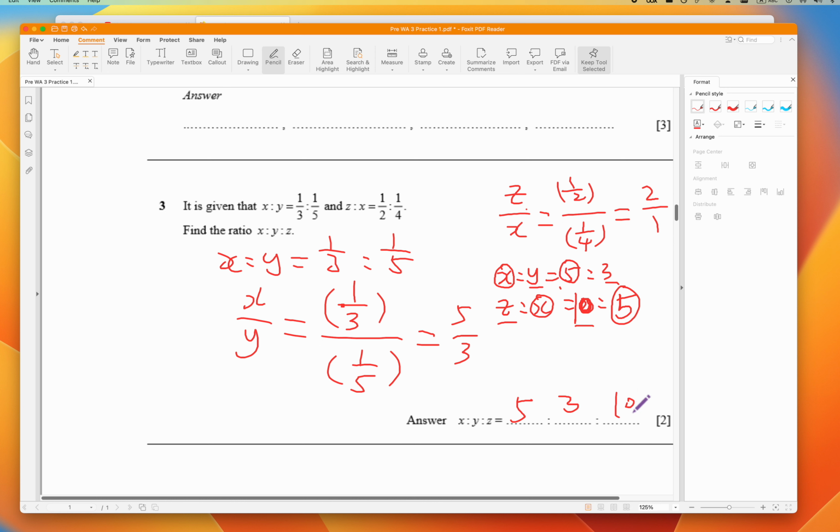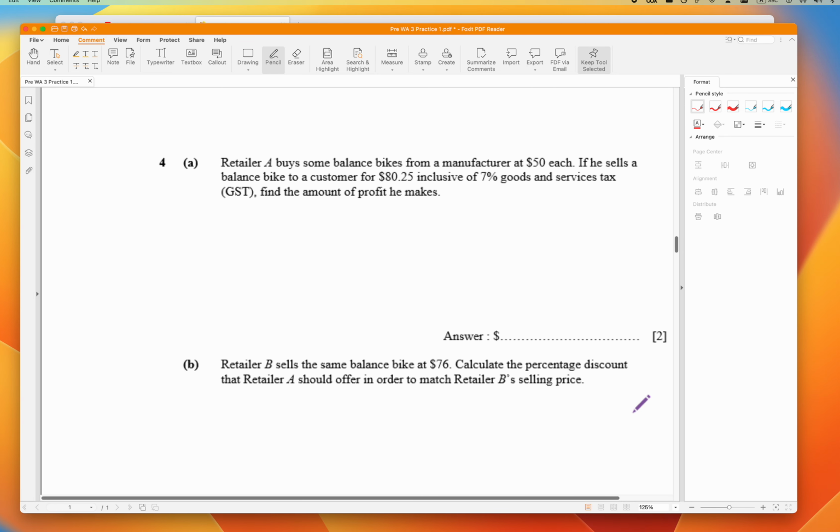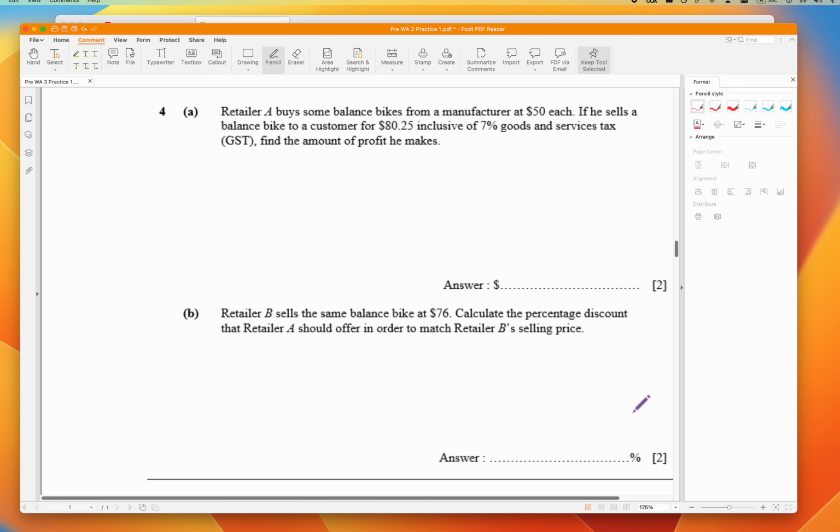Simple? I mean, hopefully after this example, yes. If you are ever given such questions, you know what to do. That's how you should solve this. Next one, some percentage question. Question 4, 2 marks. I'll give you 6 minutes. Question 4, this one, this AB.